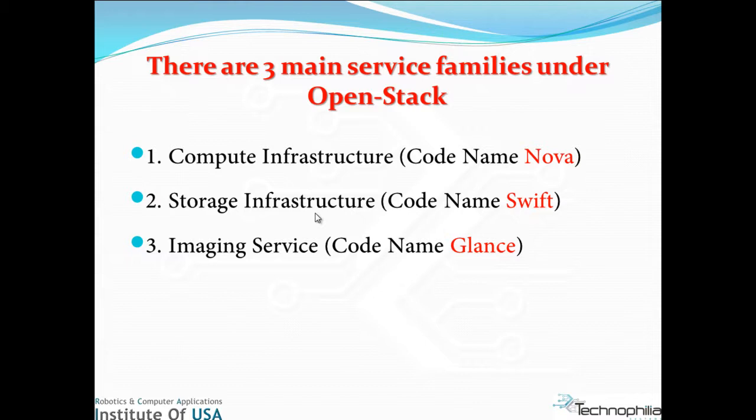There are three main service families under OpenStack. First, compute infrastructure, and the code name is Nova. Second is storage infrastructure, and the code name is Swift. And the last one is imaging service, and the code name is Glance.